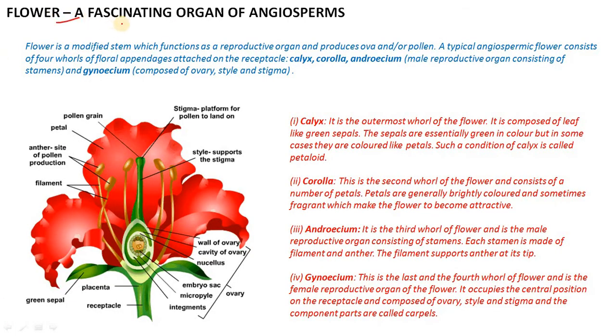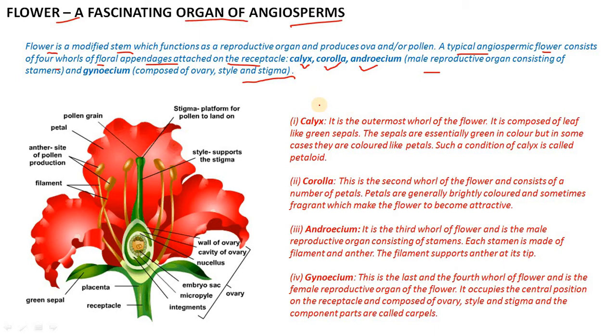We know the flower is a fascinating organ of angiosperms. So, what is a flower? A flower is a modified stem which functions as a reproductive organ and produces ova or pollen. A typical angiospermic flower consists of four whorls of floral appendages attached to a receptacle: the calyx, corolla, androecium, the male reproductive organ consisting of stamens, and the gynoecium composed of ovary, style, and stigma. So let's discuss all this in much detail.